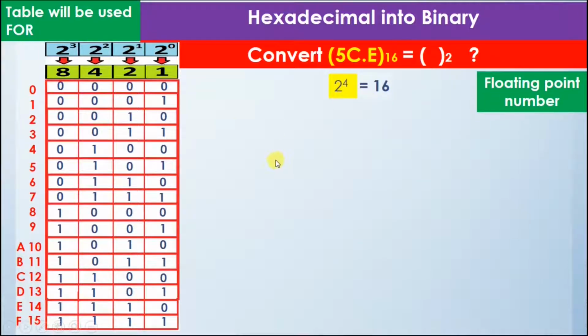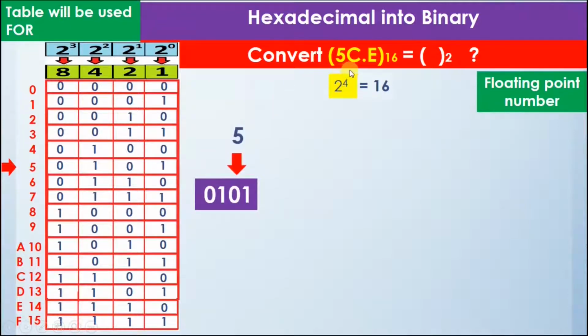Alright. So first of all, we have the number 5. So we will find the number 5 in the table. So where is the number 5 in the table? Here is the number 5. And the binary value of 5 in the table is 0101. So we will write 5 as 0101.